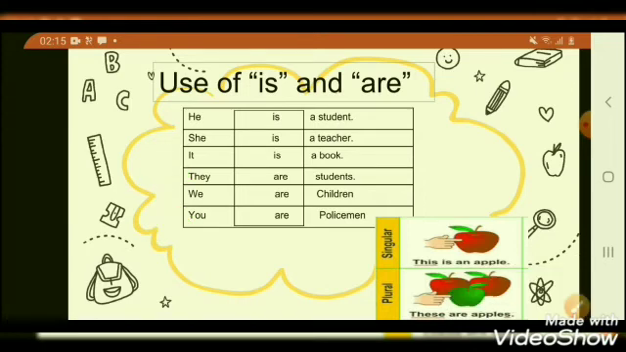Now look at here. When we talk about one apple, we say this is an apple. And when we talk about more than one apple, then we say these are apples.